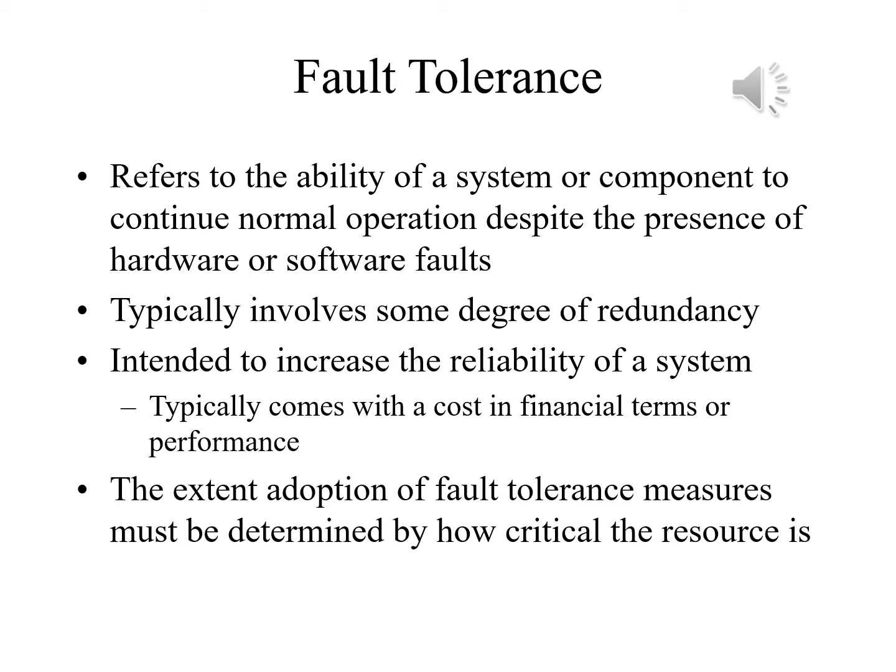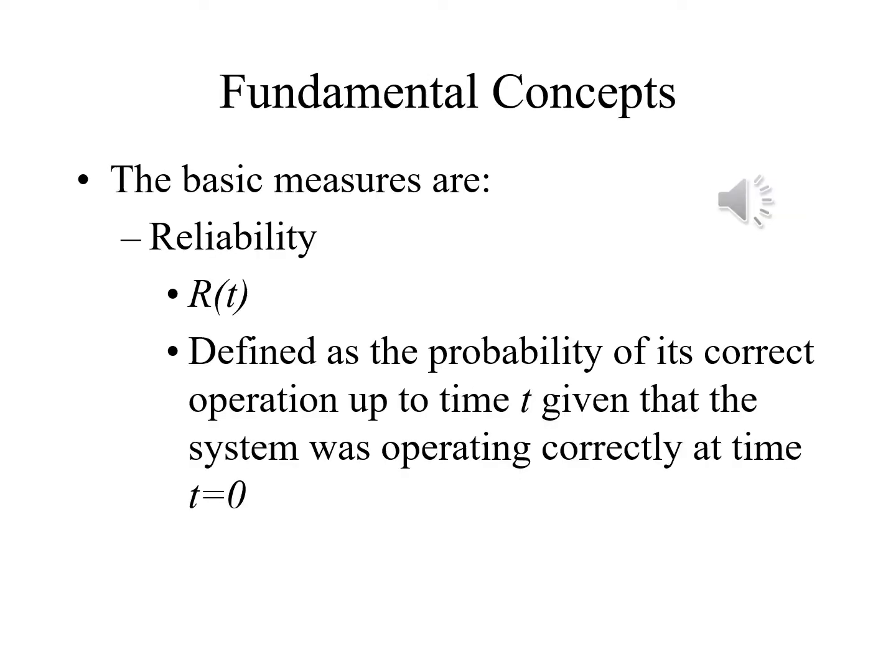Typically, increased fault tolerance, and therefore increased reliability, comes with a cost, either in financial terms or performance or both. Thus, the extent of adoption of fault tolerance measures must be determined by how critical the resource is. The basic measures of the quality of the operation of a system that relate to fault tolerance are reliability, mean time to failure, and availability. These concepts were developed with reference to hardware faults, but apply more generally to hardware or software faults.